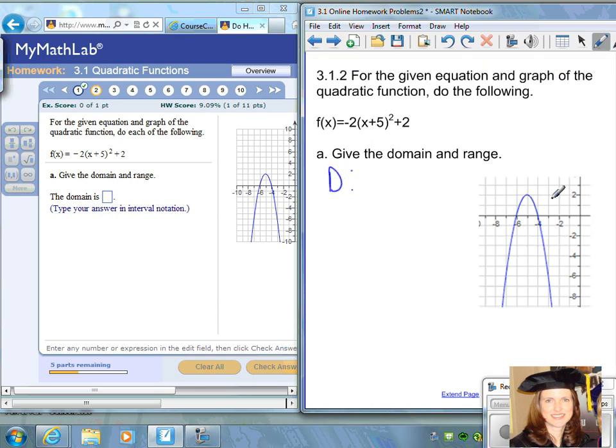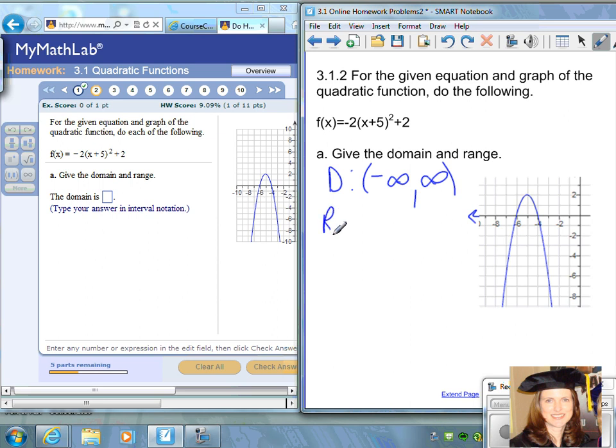The first domain is the x values. You can plug any number in for x. You're not going to have any restrictions on the domain. If this graph were to continue, it would go forever and ever to the right and to the left. It would keep getting wider and wider. So the domain is everything from negative infinity to infinity, because the graph will continue to get wider and wider going out in both directions along the x-axis.